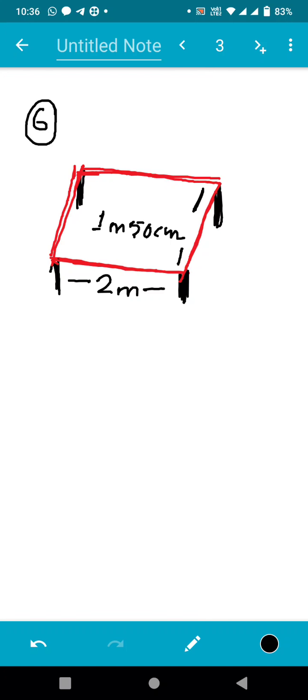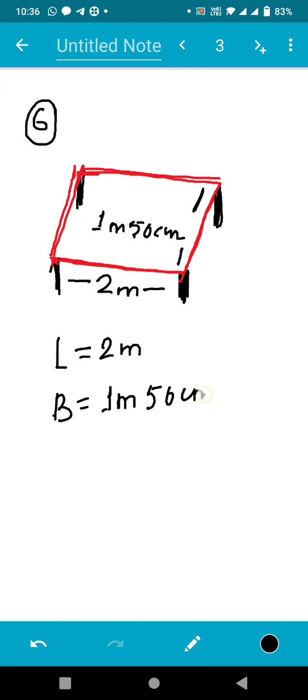That means you have to give the area in the meter square form, not in the centimeter square form. So let us first write the dimension. The length is given 2 meter. So we don't have any problem with the length part because the value is already having only meter as a unit. But in case of breadth, we have 1 meter 50 centimeter, isn't it?